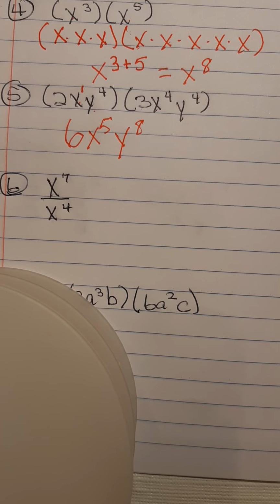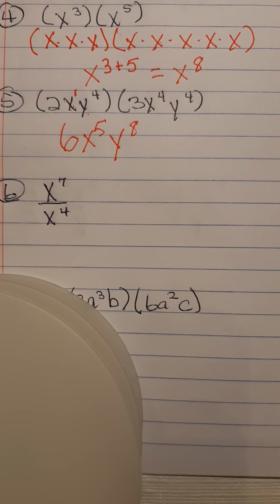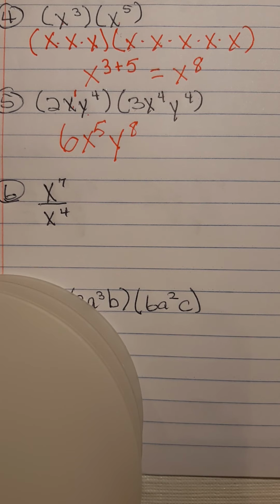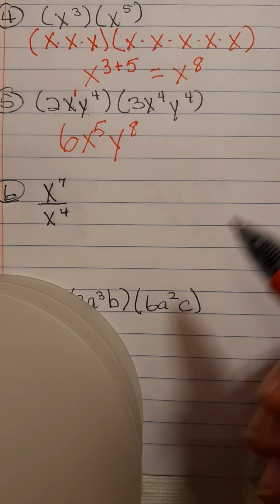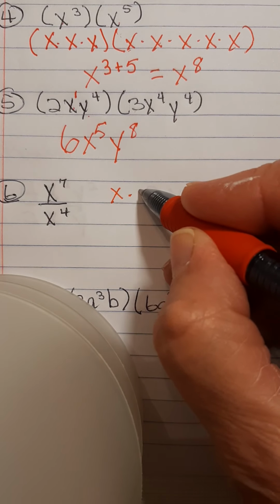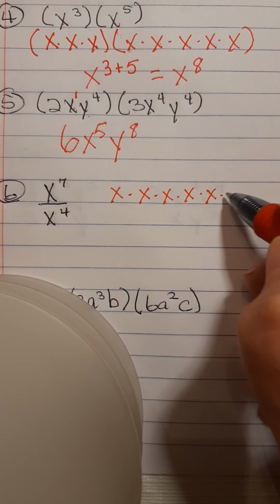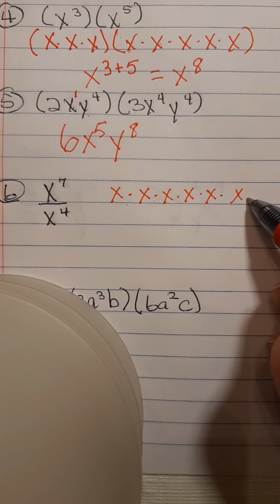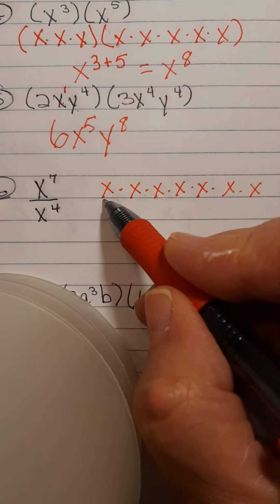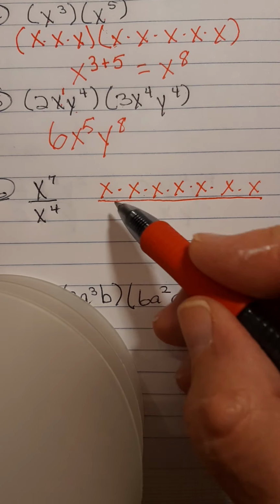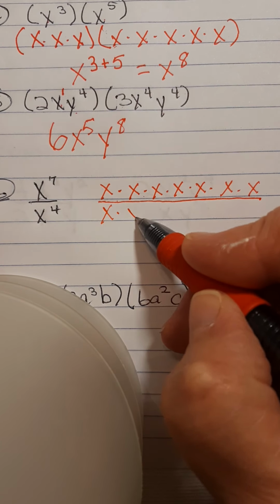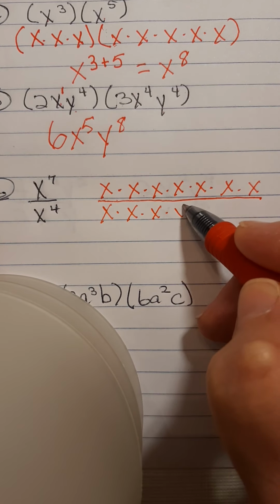Okay? Now, when we add our exponents multiplying, we would subtract those same exponents when we are dividing monomials. So let's see why that works. Well, we've got x to the 7th, which is like saying x times x times x times x times x times x, 1, 2, 3, 4, 5 times x. That's x to the 7th. All over x to the 4th, which is like saying x times x times x times x.